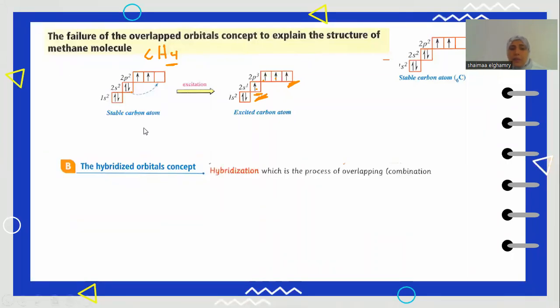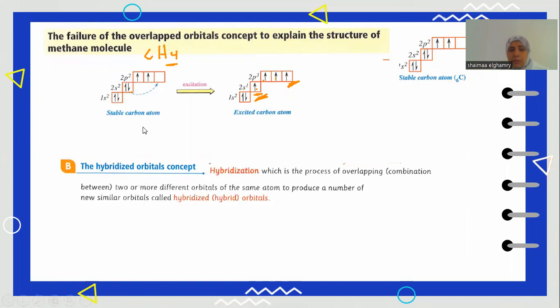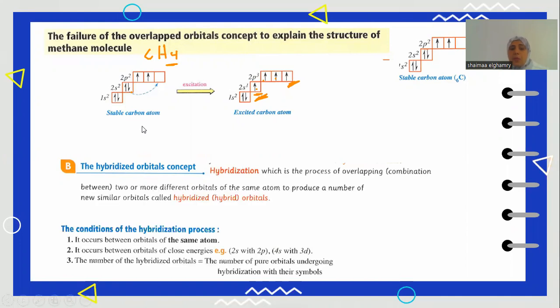So after hybridization takes place, we will get orbitals with the same energy. What is meant by hybridization? The process of overlapping or combination of 2 or more different orbitals of the same atom to produce a number of new similar orbitals called hybridized orbitals or hybrids.